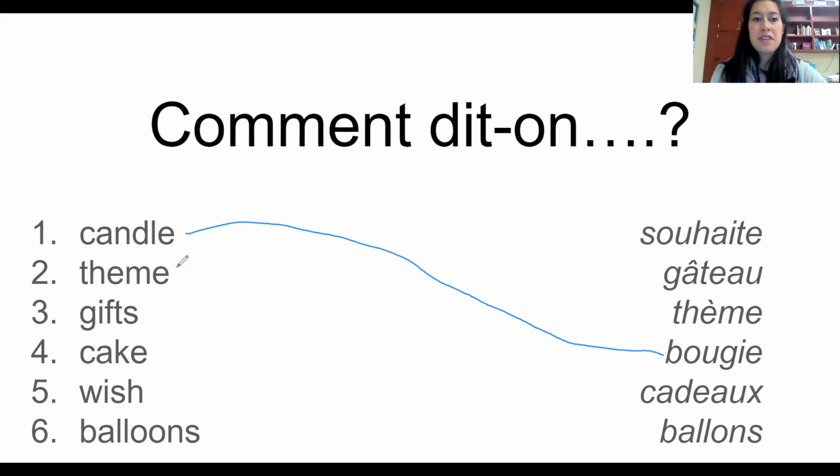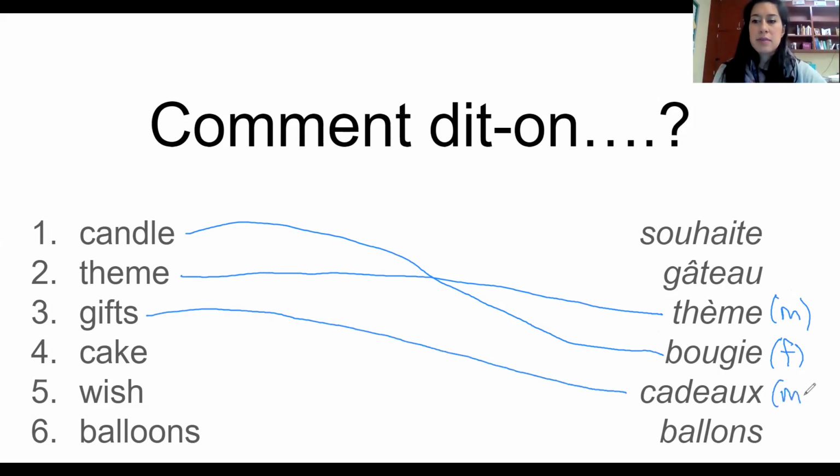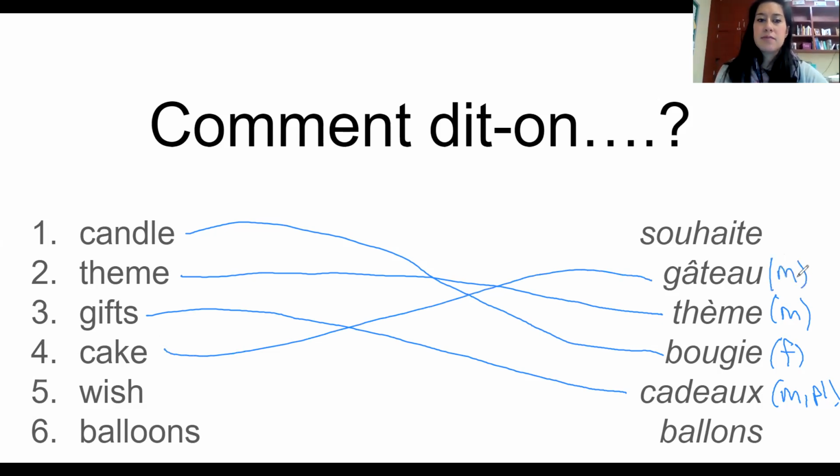Comment dit-on theme en français? Oui, c'est le thème. Je pense que thème, c'est masculin. Bougie, c'est féminin. Gifts. Comment dit-on gifts? Oui, c'est cadeau. C'est masculin, but this is plural. Voilà. Cake, comment dit-on cake, classe? Oh, c'est facile. Tu sais tous que c'est gâteau, qui est masculin, le gâteau.